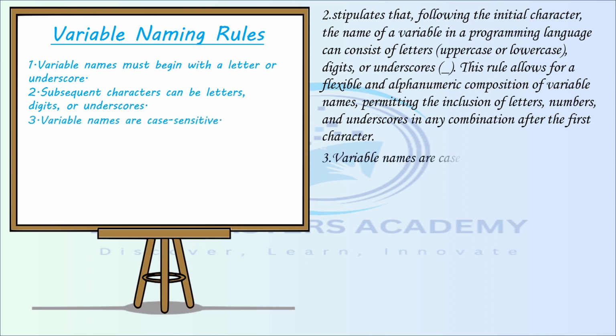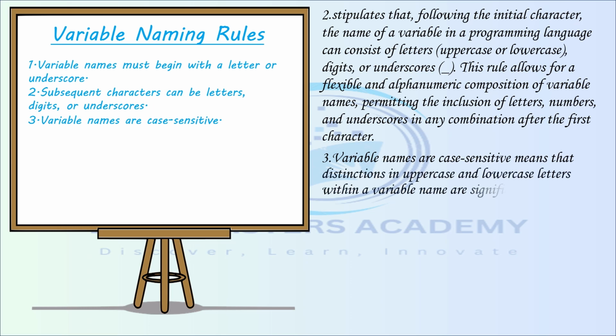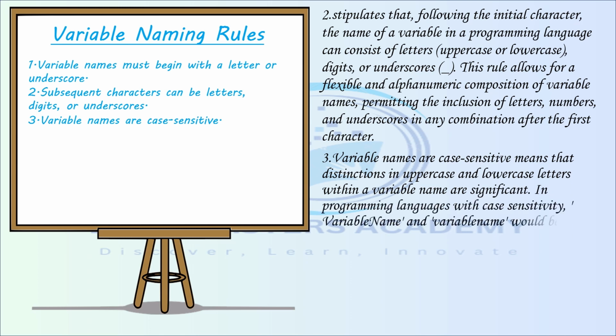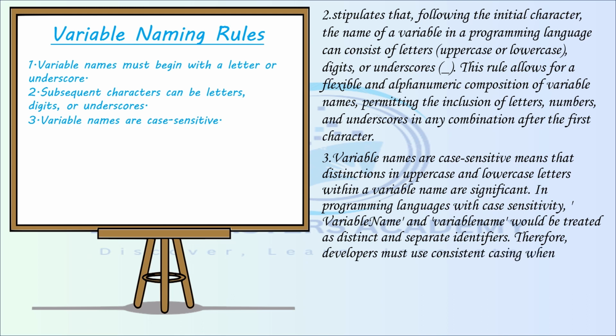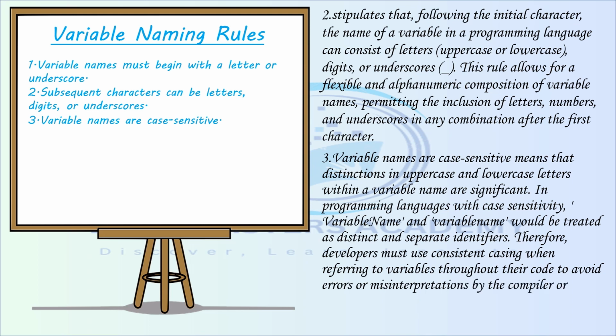Number 3. Variable names are case-sensitive, meaning that distinctions in uppercase and lowercase letters within a variable name are significant. In programming languages with case sensitivity, an uppercase variable name and a lowercase variable name would be treated as distinct and separate identifiers. Therefore, developers must use consistent casing when referring to variables throughout their code to avoid errors or misinterpretations by the compiler or interpreter.